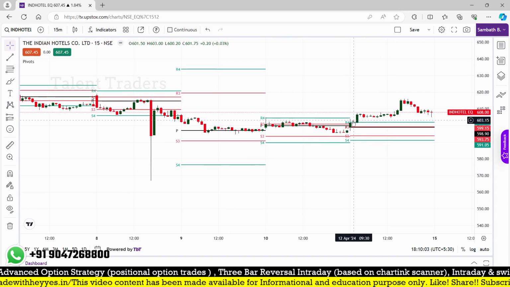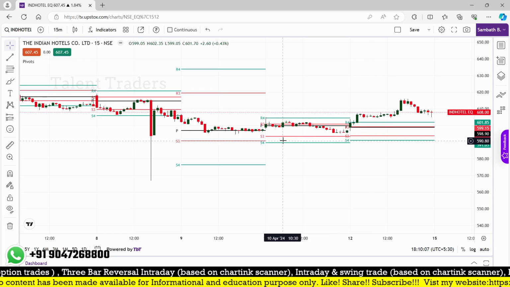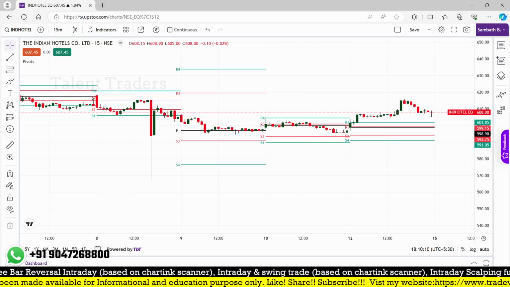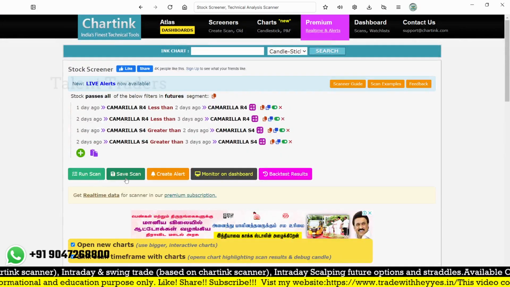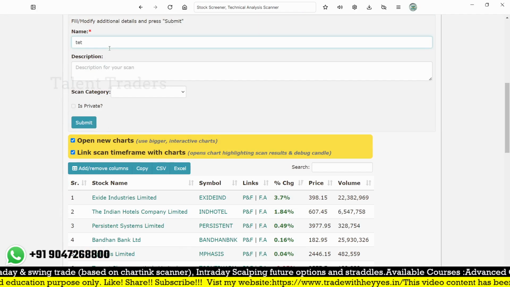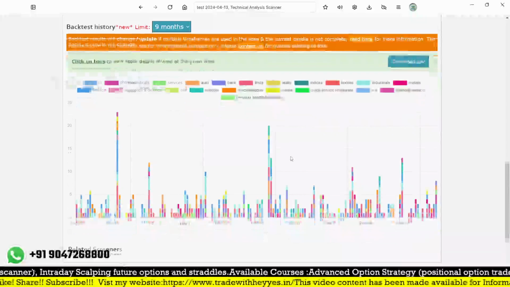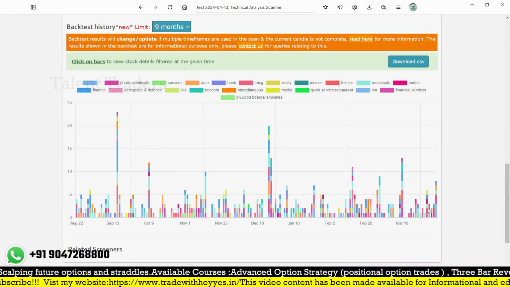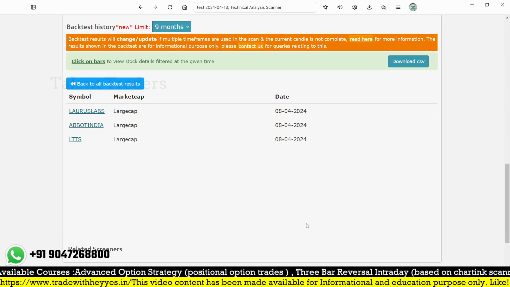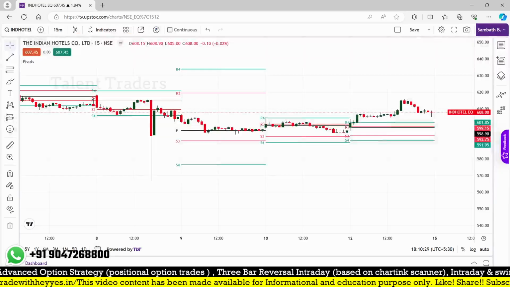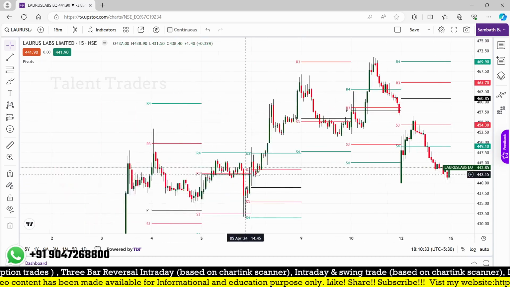So here it is happening in this one and it gave such a good move, and you can back test how it works previously. So let me save the scan to back test. I'll submit it and let me check previously, maybe a few days back we can take. So here some stocks, I think 8th April. So Laurus Labs and LTTS, maybe a random check. So Laurus Labs, 8th April.